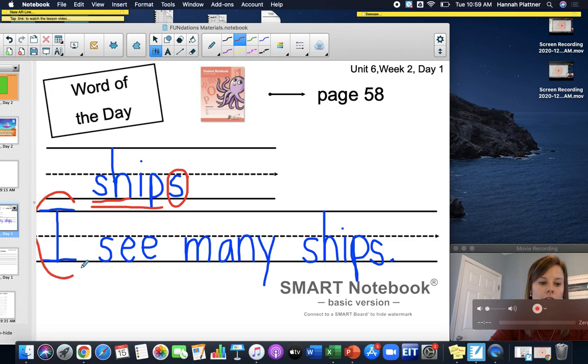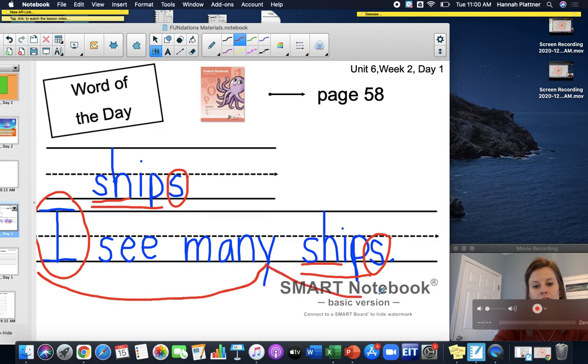Let's circle our trick word. And then I'm going to mark up the word ships, just like I did above. Underline the base word, circle the suffix, and underline SH because it's a digraph. All right, the last thing I need to do is scoop my sentence. I see many ships. I see many ships.